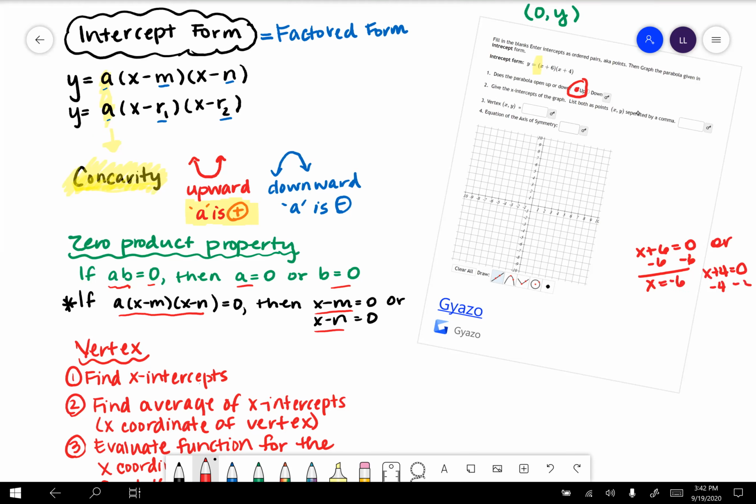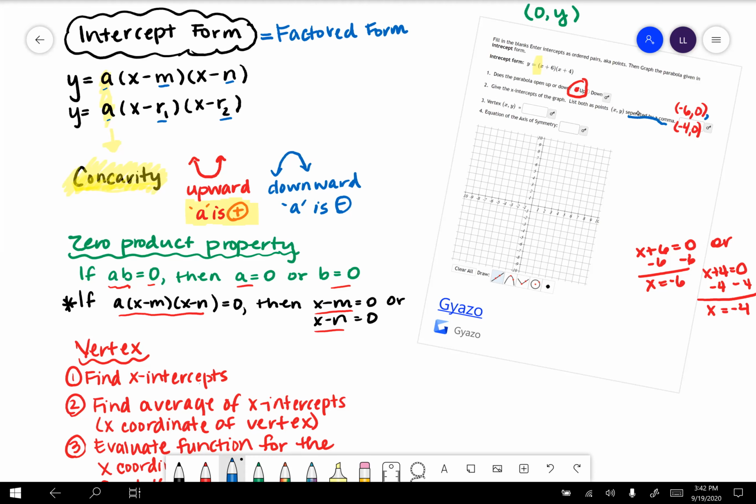Here we subtracted 6 from both sides. Bring down the x, and x is equal to negative 6. Solve the second equation by doing the opposite, subtracting 4 from both sides, and x is equal to negative 4. So our zeros, our x-intercepts rather, are (-6, 0) and (-4, 0). And you should have enough space to put a comma in between these, as it says, separate by a comma.